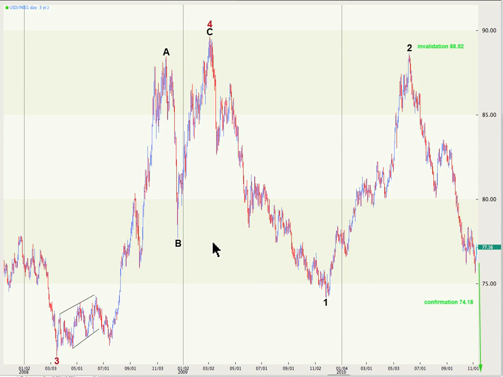Here's my other alternate on a daily chart for the last 3 years. This sees the dollar as having had a 4th wave at primary degree and working on a 5th wave to the downside. It's possible to see this structure as an ABC. That's not too difficult. This structure to the downside is an impulse.